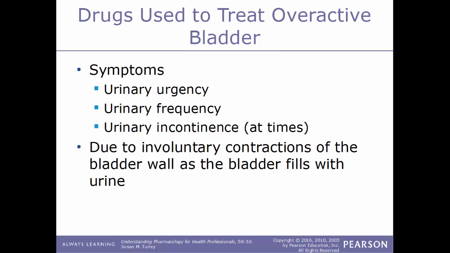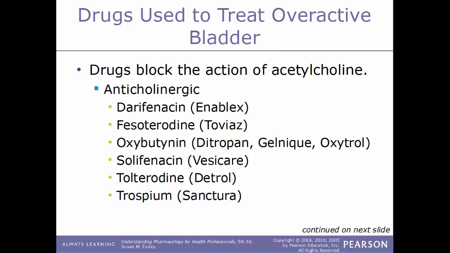Okay, now we'll talk about drugs that are used to treat overactive bladder. Some common symptoms for an overactive bladder include urinary urgency, urinary frequency, and urinary incontinence at times. All these symptoms are due to the involuntary contractions of the bladder wall as the bladder fills with urine. And the drugs that are prescribed to treat an overactive bladder work in various ways.